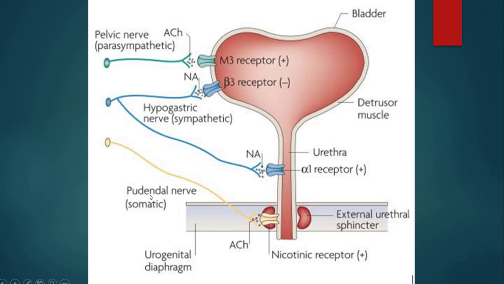The pudendal nerve, which originates from the sacral plexus and carries somatic fibers to the external urethra, releases acetylcholine. And the receptors are nicotinic receptors in nature, and when acetylcholine acts on this, it causes a positive action which constricts the external sphincter. This sphincter is also under control of the higher center. This is also voluntarily controlled by the higher center. So here both negative and positive effects can be noticed in the external sphincter.